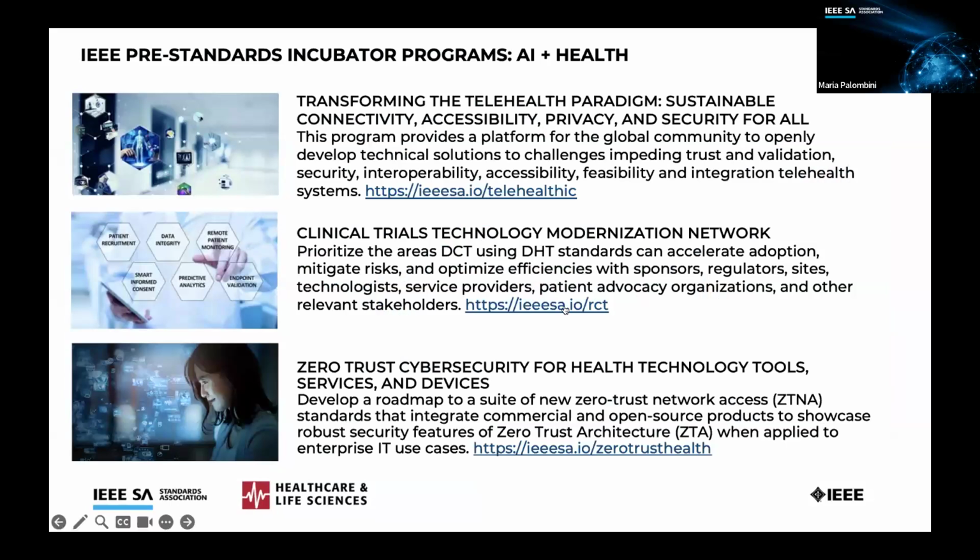A lot of the work that we're talking about today is covered in different areas in incubation. We have the Transforming the Telehealth Paradigm, which is an incubation program, the Clinical Trials Technology Modernization Network, and the Zero Trust Cybersecurity for Health Technology programs. All of these programs are welcoming volunteers to look at different opportunities to develop standards and to drive solutions.